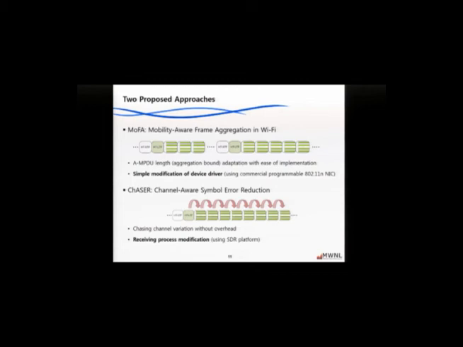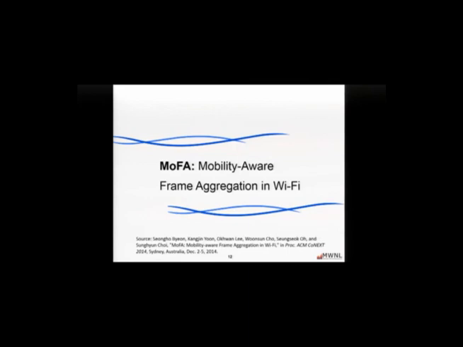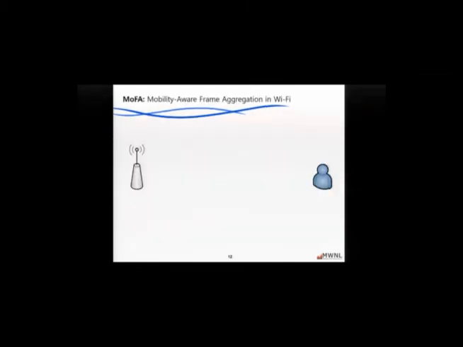Then what? We wanted to address and tackle this problem by using 2 different possible approaches. One is called MoFA, which is Mobility Aware Frame Aggregation. And the second one is Tracer, which is Channel Aware Symbol Error Reduction. So basically this one, the idea is really simple. Basically, we observed that in a mobility environment, the latter part of the AMPDU experiences more error, right? So the simplest solution could be, what about just reducing the size of the frame so that we will not have high errors in the latter part, right?